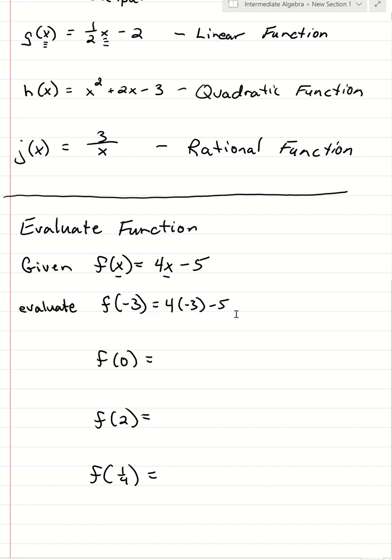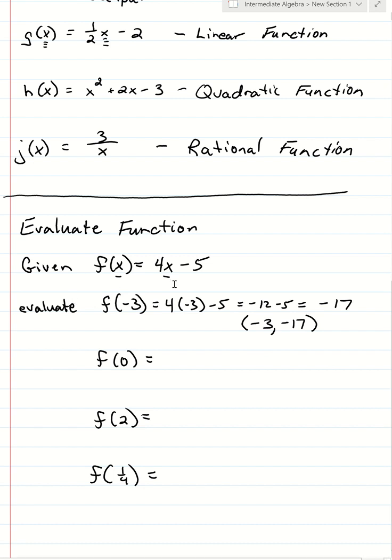And then we would simplify using, of course, the order of operations. Well, 4 times the negative 3, that would be negative 12 minus 5, in which case we would get an answer of negative 17. If I want, I can express my answer as the ordered pair, that when I plug in a negative 3, we get out a negative 17. Negative 3 is the input. Negative 3 is the domain. The negative 17 would be the output or the range. Okay, I'm going to try to use that terminology as much as possible.